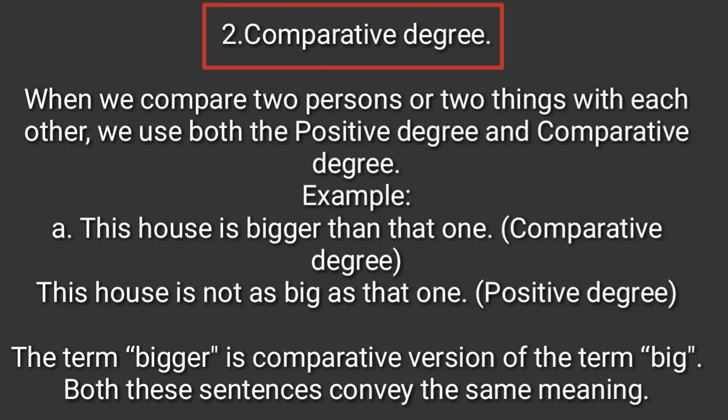And look at the next sentence. This house is not as big as that one. Here the sentence is written in positive degree, but it is a negative sentence because the word not is used. So if we are making a positive degree sentence to compare two things, it will be a negative sentence. The term bigger is the comparative version of the term big. Both these sentences convey the same meaning.